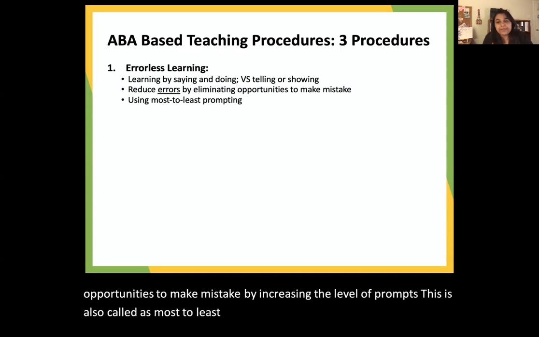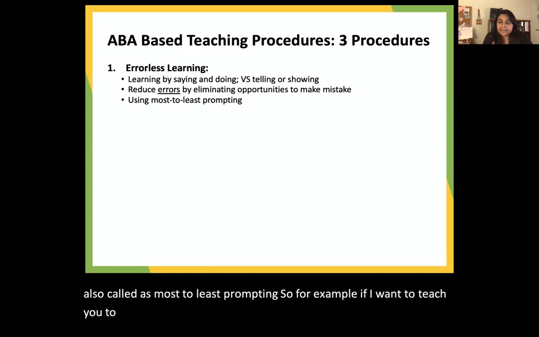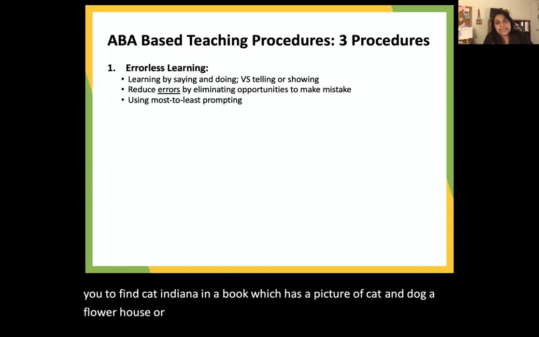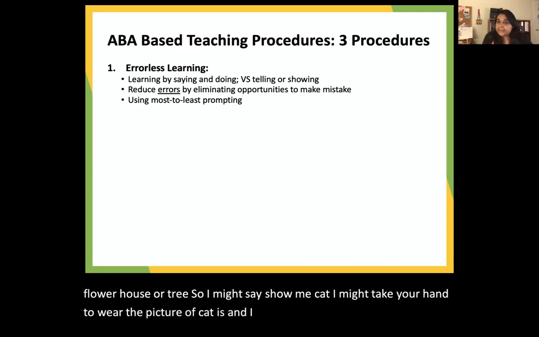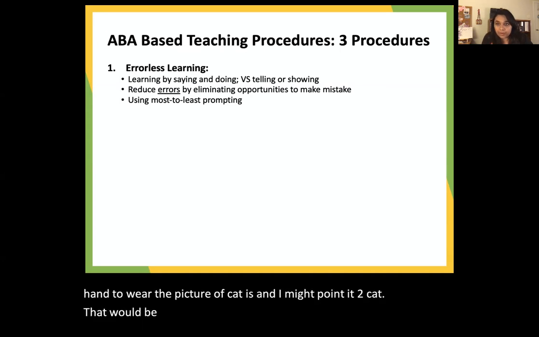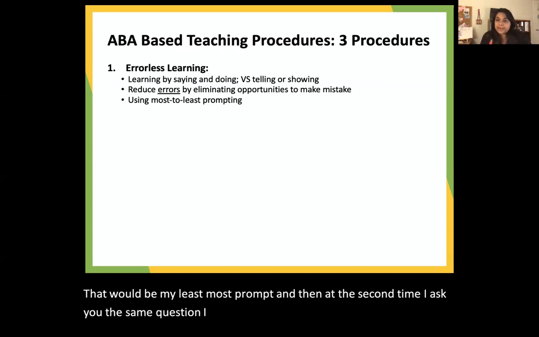So, for example, if I want to teach you to find cat in a book, which has a picture of a cat, a dog, a flower, a house, a tree, I might say, show me cat, and I might take your hand to where the picture of the cat is, and I might point to the cat. That would be my most prompt. And then the second time I ask you the same question, I can say, okay, now point to the cat. Where can you see the cat?